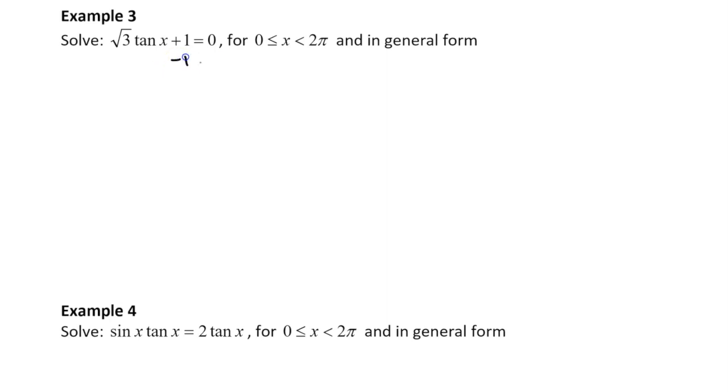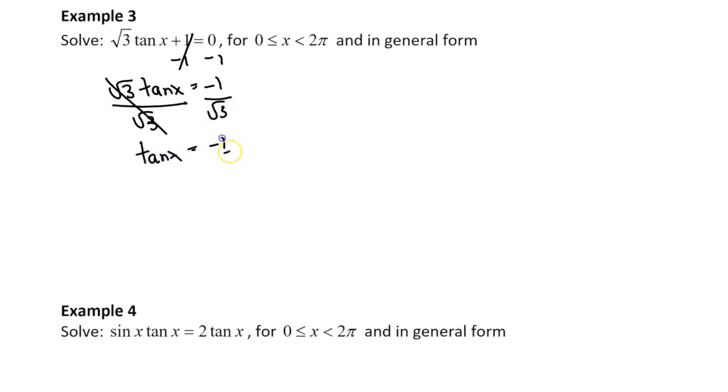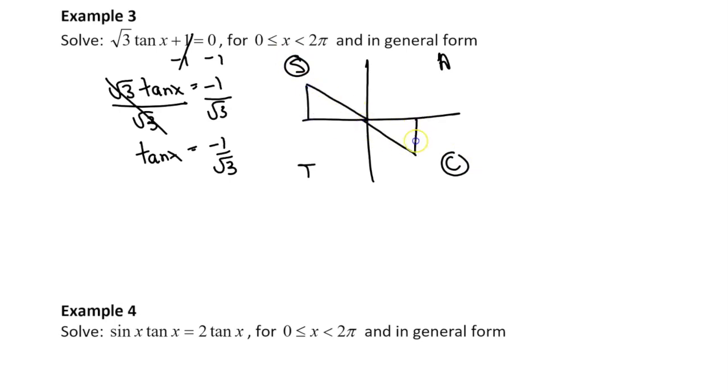Let's isolate our tan x, so subtract 1 from both sides. We have root 3 tan x equals negative 1. Divide both sides by root 3. Tan x equals negative 1 over root 3, and we can construct our cast. Tan is negative, and tan is negative in quadrant 2 and quadrant 4. So from there we can construct a triangle in quadrant 2 and a triangle in quadrant 4. Tan is opposite over adjacent, so 1 and root 3.